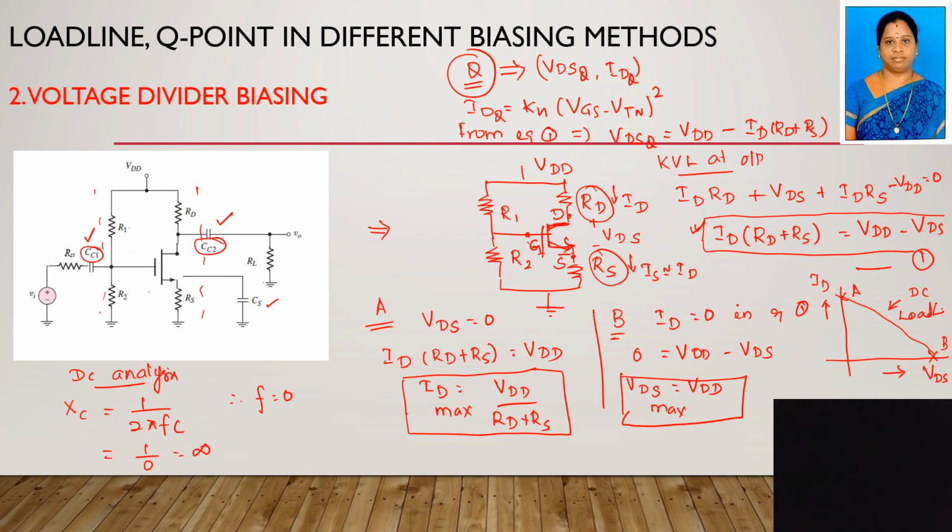Clear, everybody? I hope everyone understood both biasing methods. Here we have analyzed the amplifier only with respect to the DC signal. Then we are going to move on to small signal analysis, that is, we are going to analyze with respect to the AC signal, that means your audio signal or video signal. Thank you.